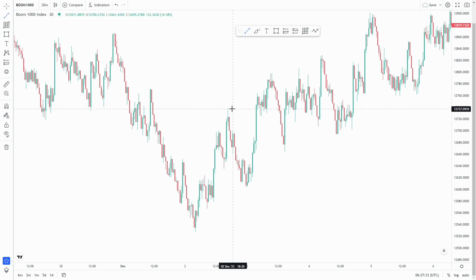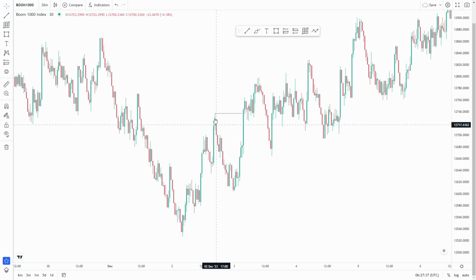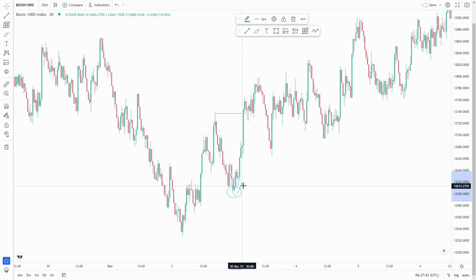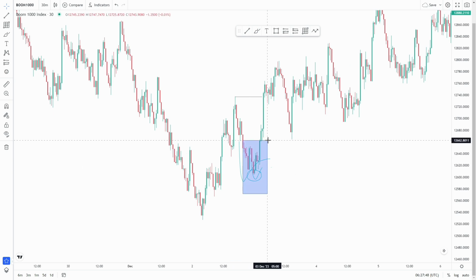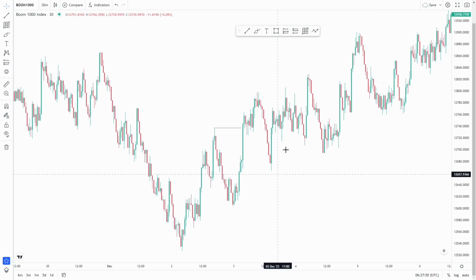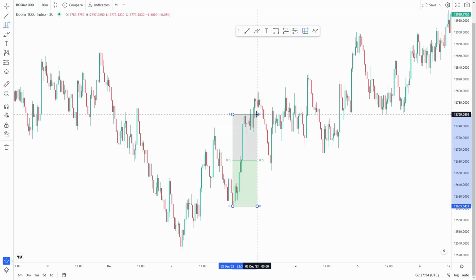Now the next one, we're waiting for price to break this high now. So where's the most recent low that was created? It was this one here. So we're going to start measuring from this low to this high. It's not on the 50%.